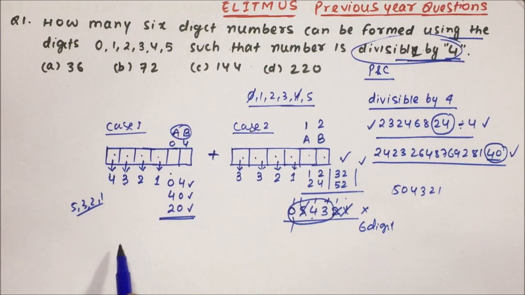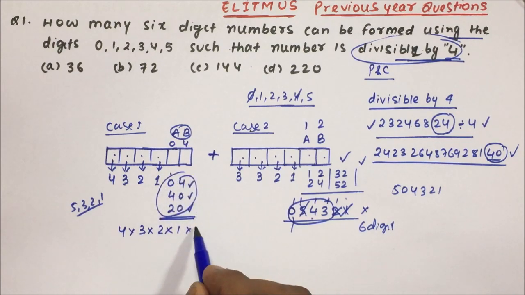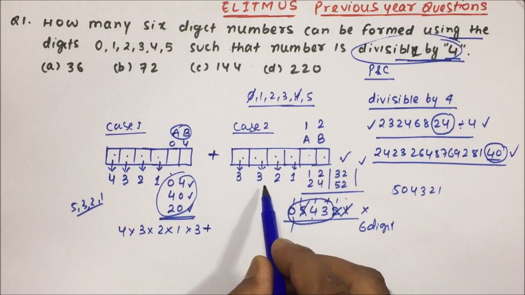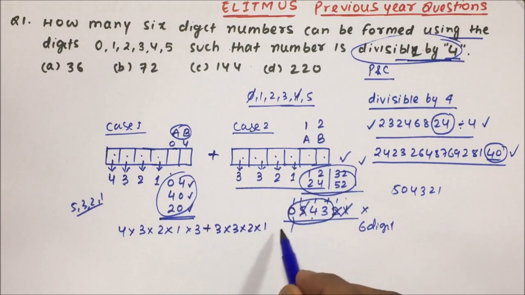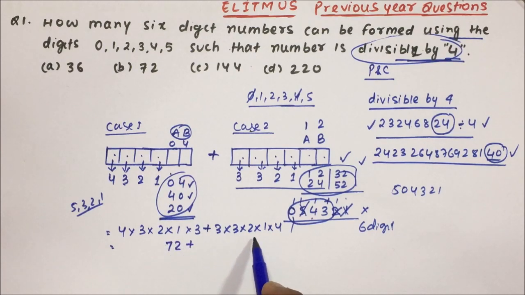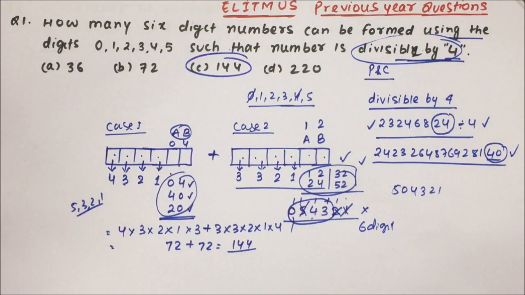Now friends, you can see 4 into 3 into 2 into 1, and here I have three choices. So if all three numbers will be here, this number will be divisible by 4. And friends, here you can see 3 into 3 into 2 into 1, and here I have 4 choices. So 4 into 3 is 12, 12 into 2 is 24, 24 into 3 is 72, and 3 into 3 is 9, 9 into 2 is 18, 18 into 4 is 72, so 144. So there will be a total of 144 six-digit numbers which will be divisible by 4 and which will use all these digits given in the question.